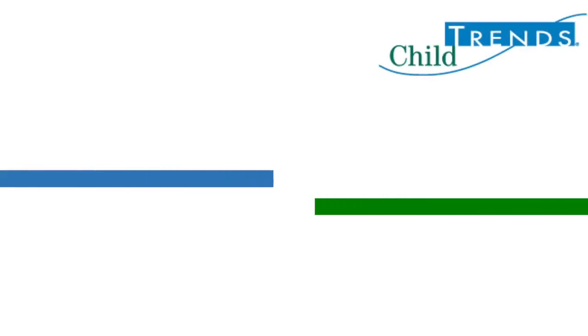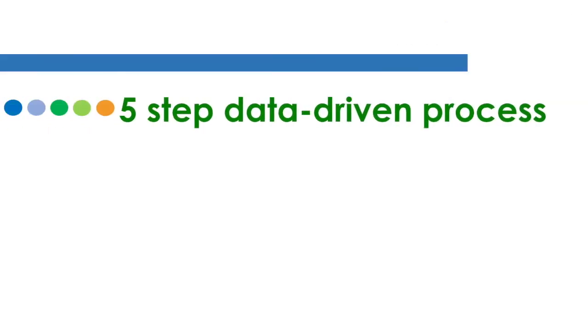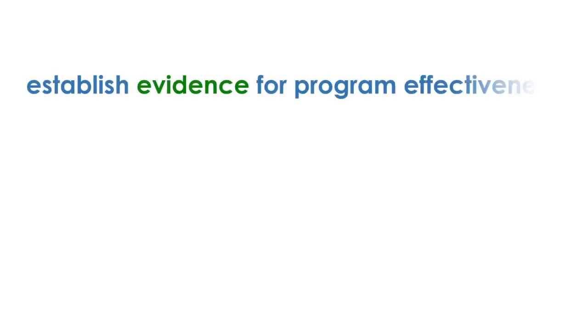Welcome to Child Trends series on building evidence for effective programs. The series will introduce you to a 5-step, data-driven process to support the delivery of effective programs. You'll also find links to related resources on the webpage to help you go deeper on each of the 5 steps. These videos are intended for anyone interested in better understanding how to establish evidence for program effectiveness.